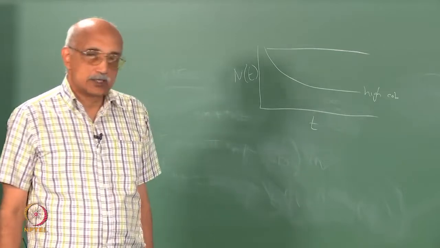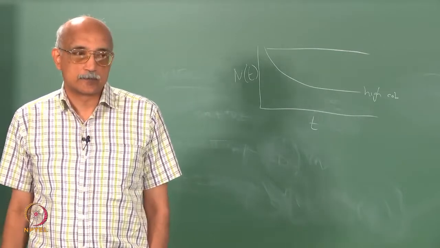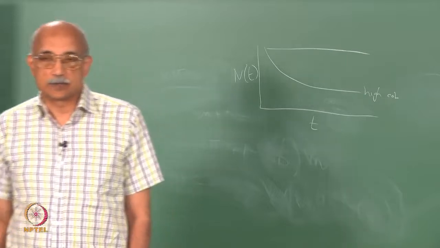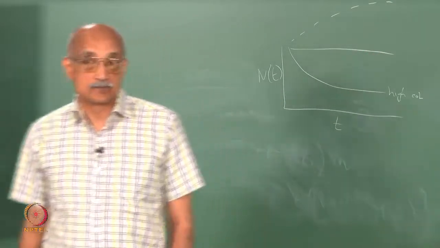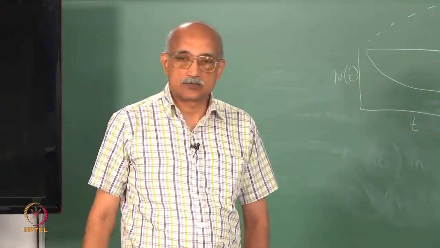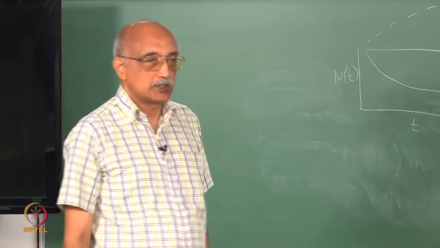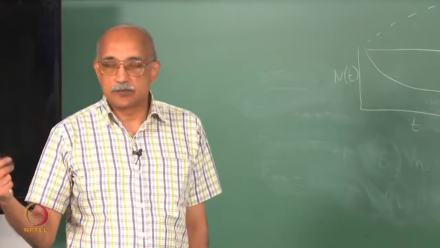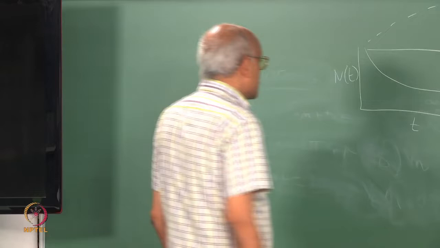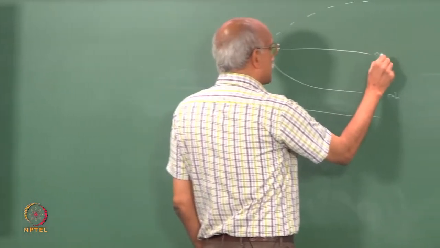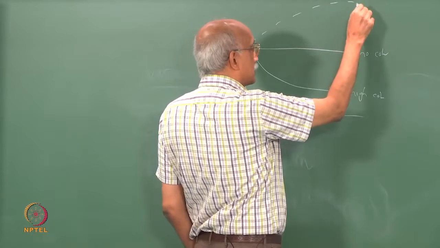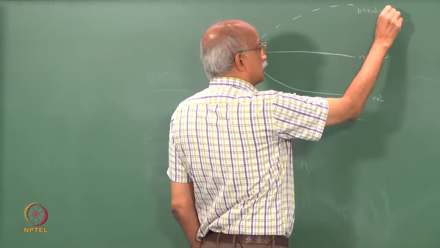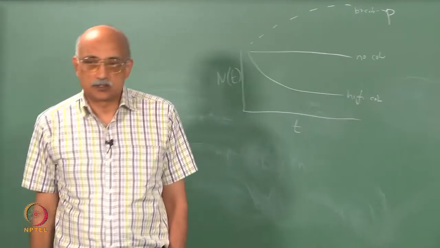Can you imagine a situation where this number will keep increasing with time? What would cause that to happen? When would you expect to see a behavior that looks like this? Dissolution. If the particles are soluble in the medium that they are in, larger particles will keep breaking up into finer particles, right? So this is a case where there is no cohesion, and this is a case where there is not only no cohesion, but actually there is breakup of particles happening due to various reasons.